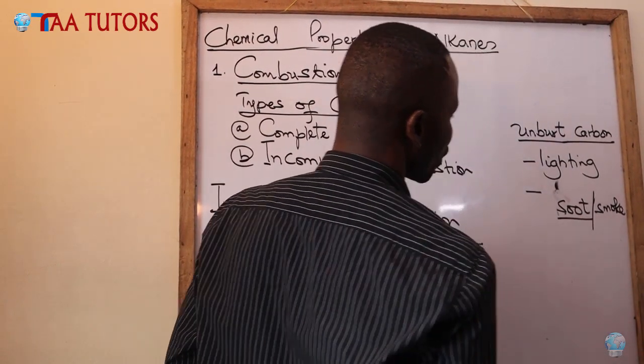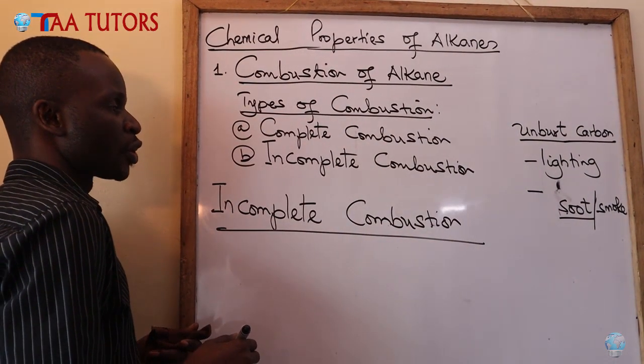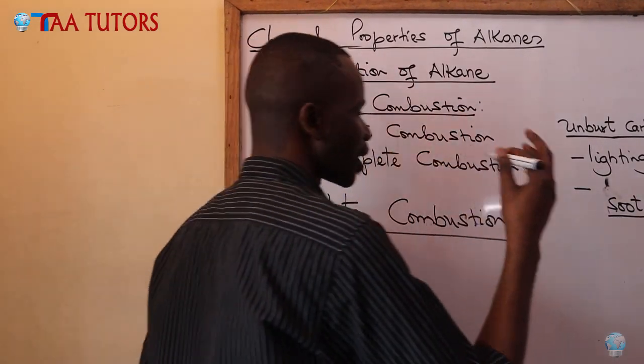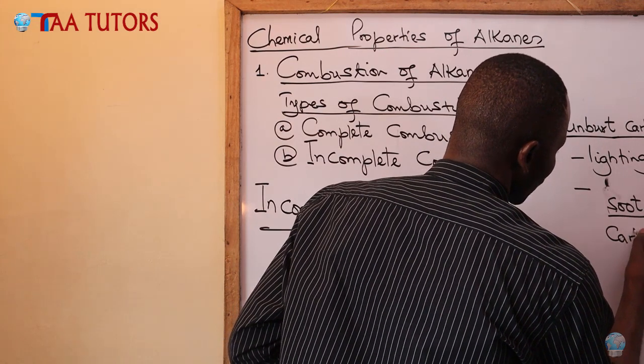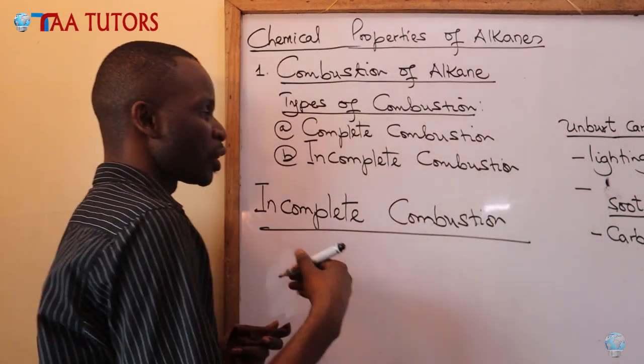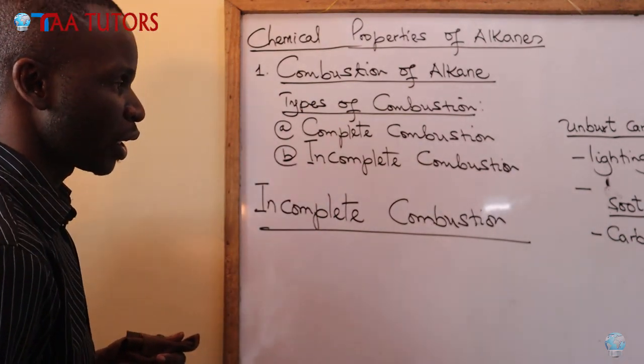Soot will stick on the surface of the sufuria. Smoke can sometimes be seen going out as black or dark. It's dark because carbon is black. So those are carbon atoms sticking, carbon atoms that were not burnt into carbon dioxide.